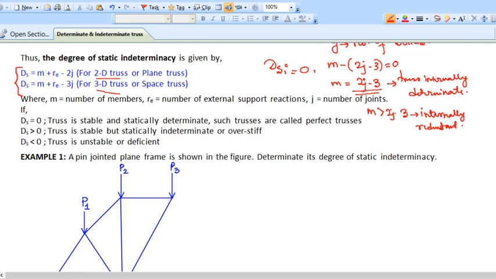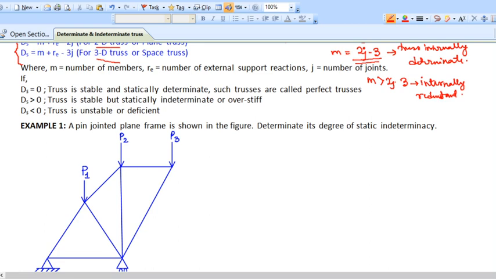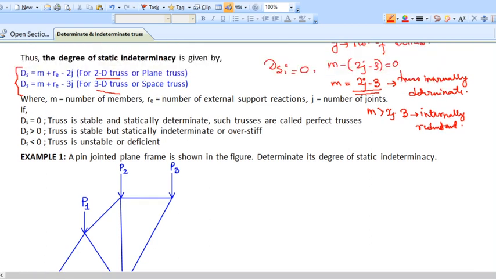Right? From here also we can make out if DS equals 0, we can say the truss is stable or statically determinate. DS, if it's greater than 0, we consider the truss as statically indeterminate, or we can say over stiff. And if it's less than 0, we consider the truss as unstable or deficient.